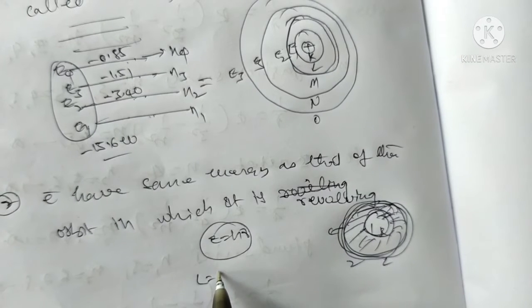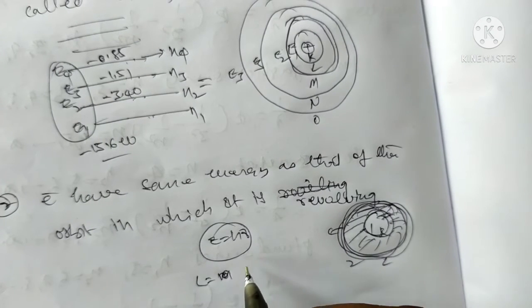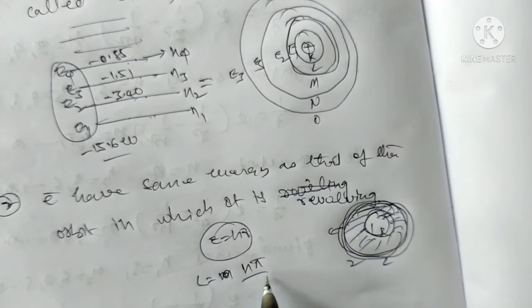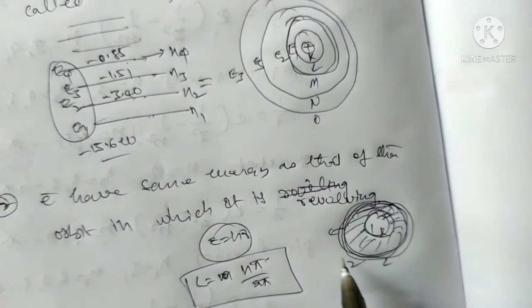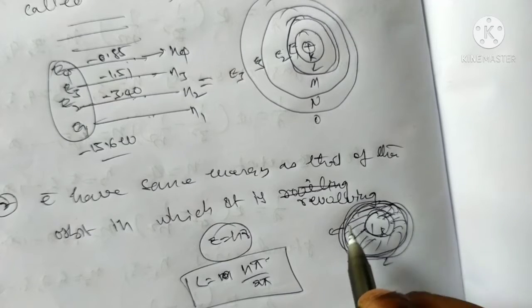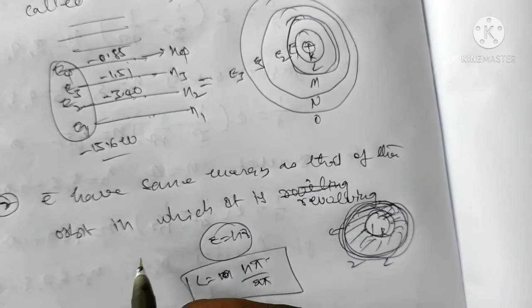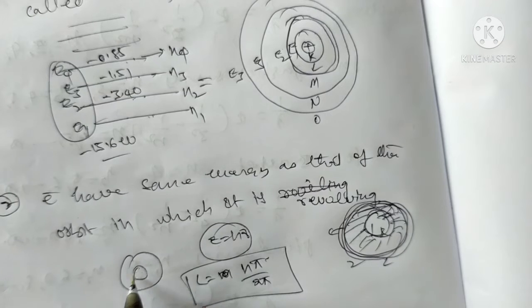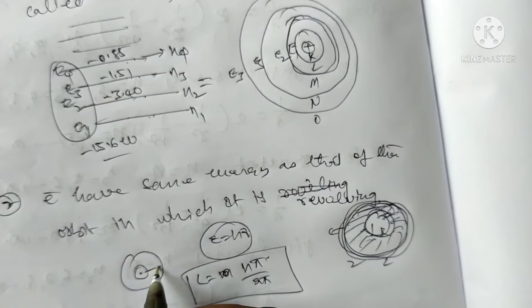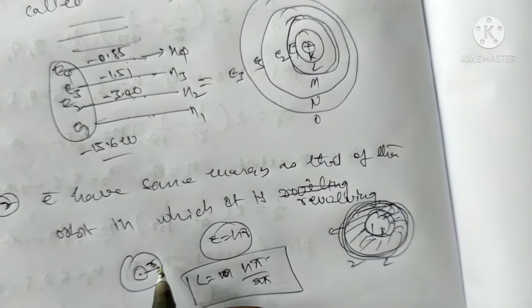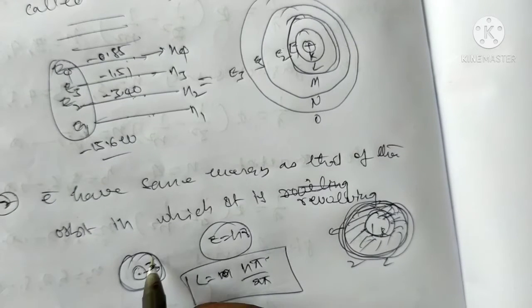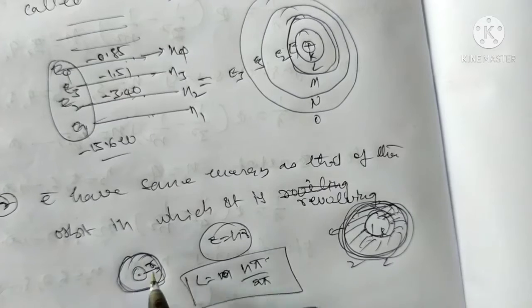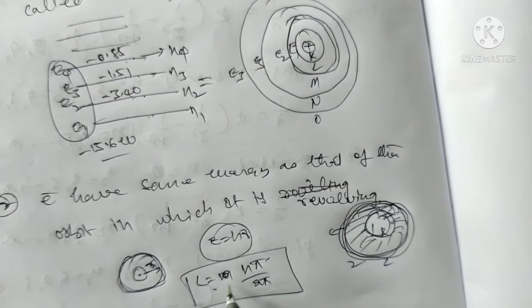It has angular momentum, that is L is equal to nh by 2 pi. It is circulation, motion, rotation, fixed constant rotation. Suppose here is the center, and this is R. R is constant. Here only R is constant. That gives the angular momentum, that is L is equal to nh by 2 pi.